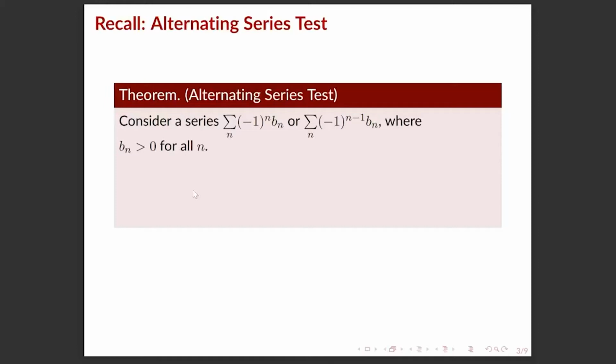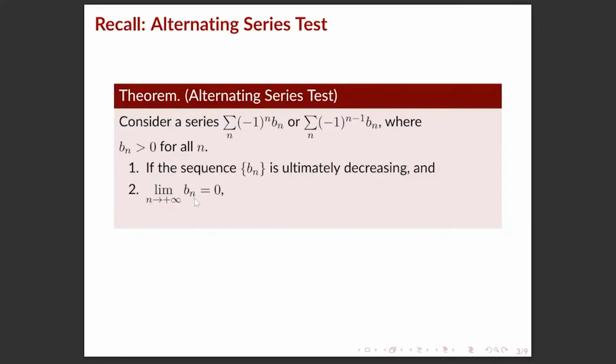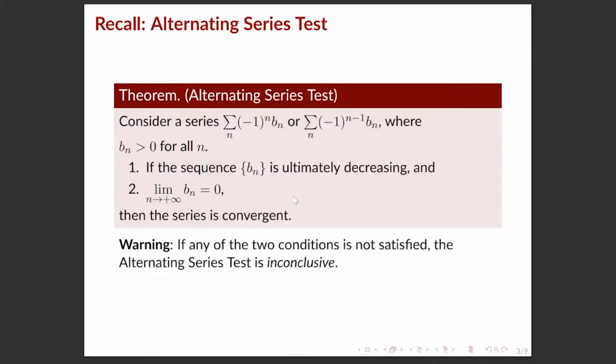So what's the first part of the alternating series test? If the sequence b sub n, note that it says sequence here, is ultimately decreasing and the limit of b sub n as n approaches positive infinity is equal to 0, then the series is convergent. Warning: if any of the two conditions is not satisfied, the alternating series test is inconclusive. So both of these conditions need to be satisfied. It's not like in the LCT where you have 3 cases. So both of these come hand in hand.